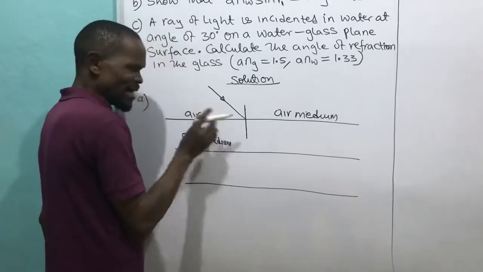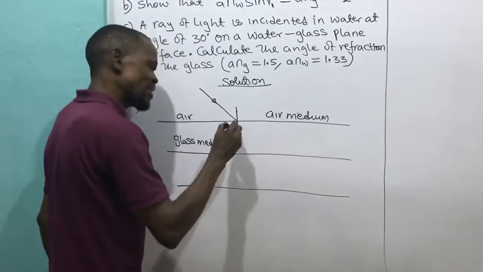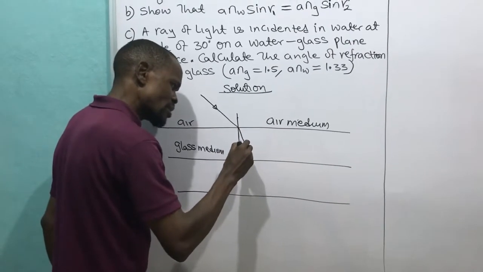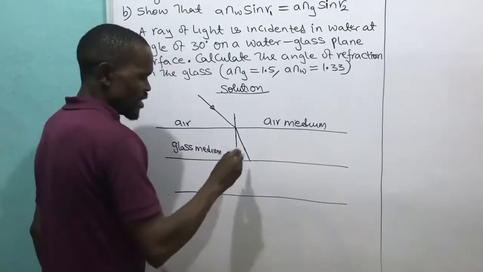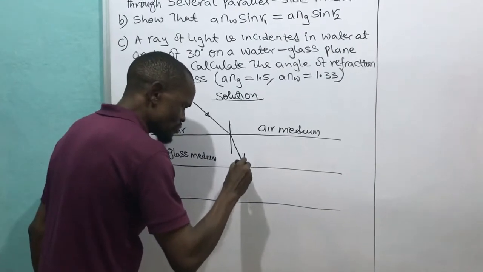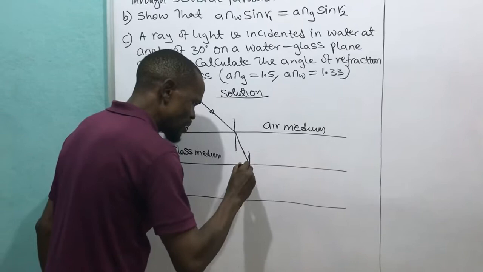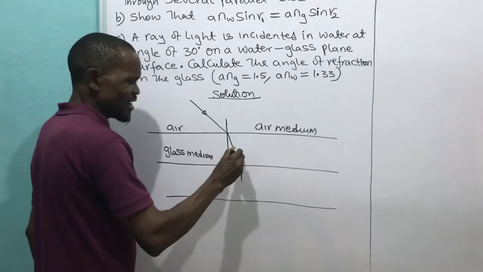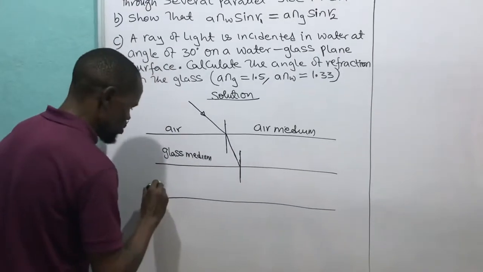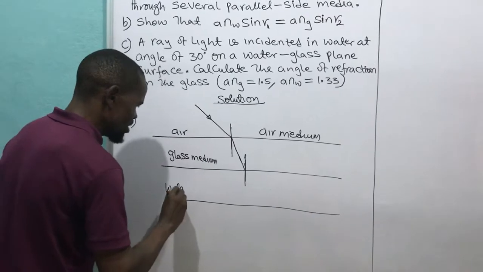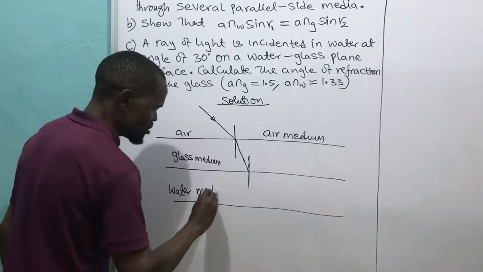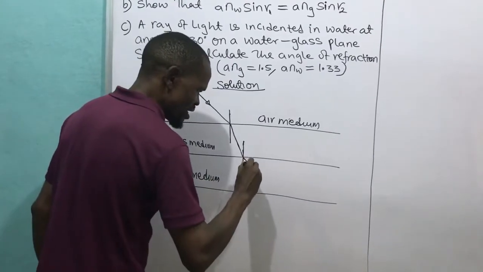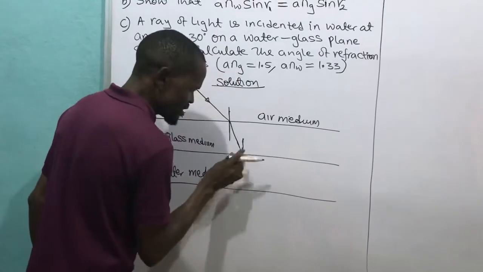This line is a glass boundary. Entering into glass, it will what? Refract close to the normal and come to this point. Striking the boundary here, I have to draw the normal again. Look at my normal. Then this ray now strikes the water. I call this place the water medium. Striking the water medium, this ray will refract away a little.